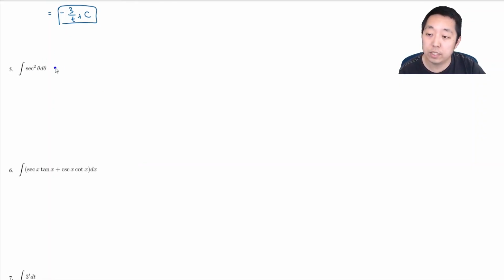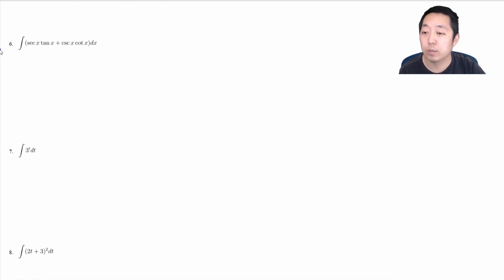Secant squared theta, that's just the rule we know. That's tangent theta. Don't forget your plus c. You will definitely be docked for not having plus c. Either your teacher will dock you, or on the AP exam or any examination you take, you'll definitely get docked.